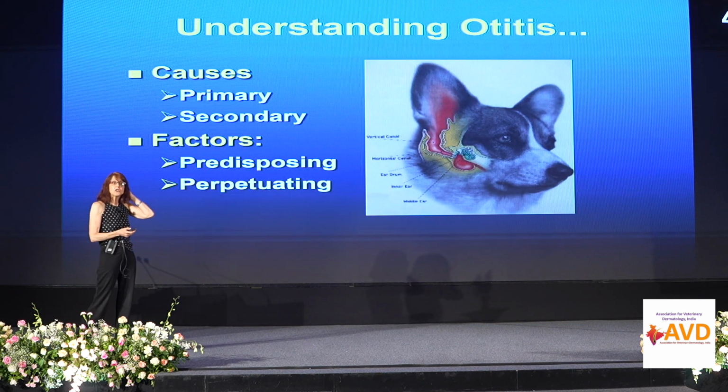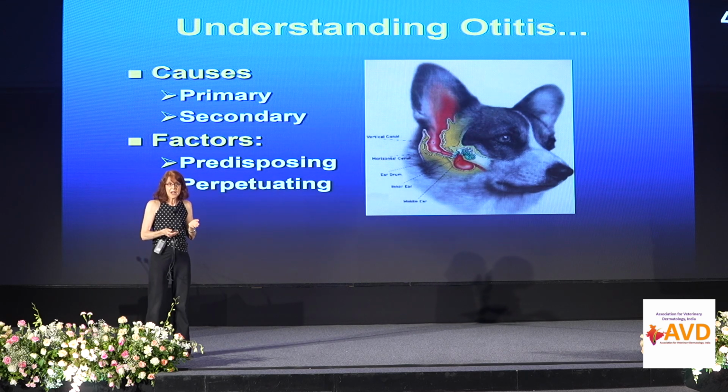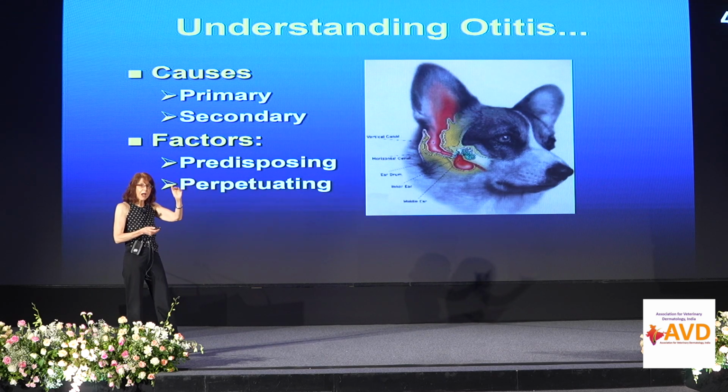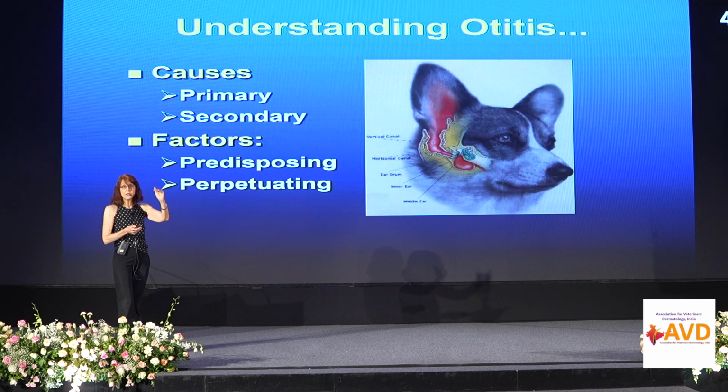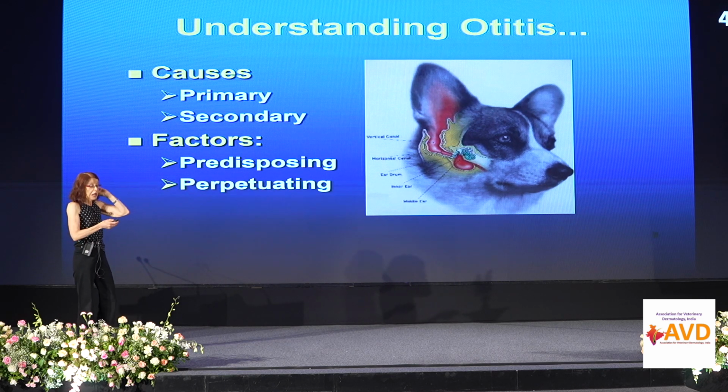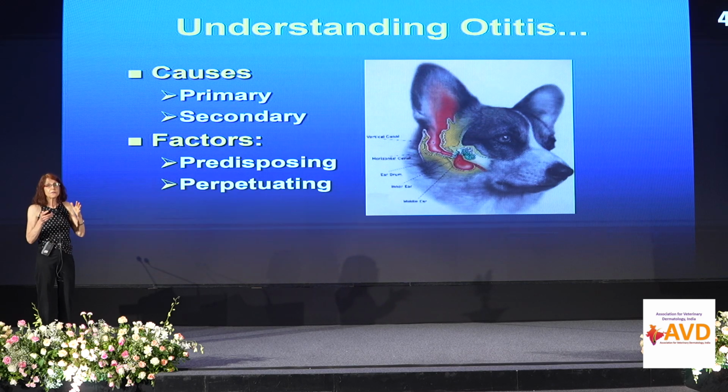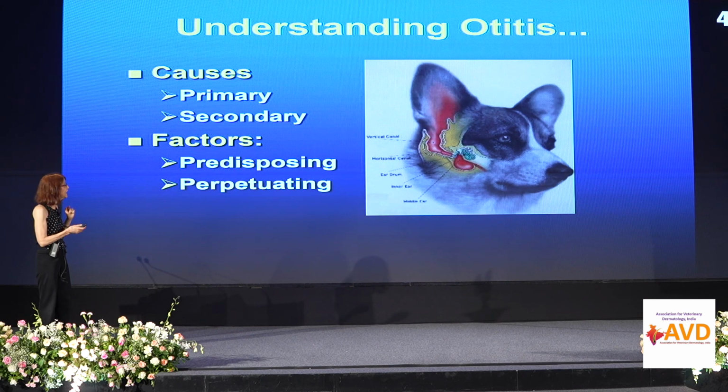So for many years now, we classify otitis in primary, secondary causes, and predisposing and perpetuating factors. Some people say causes there too. So I think it's good for you when you see a case of otitis to have this schematic classification in mind, because it will help you with the diagnosis and treatment of these cases, okay? So keep that in mind. So we're going to review that briefly.